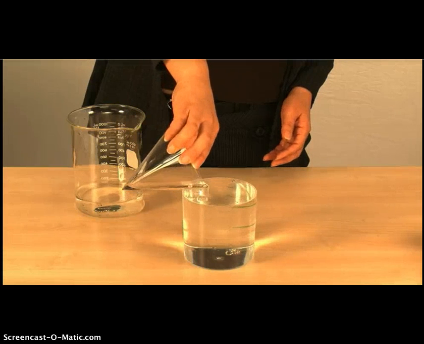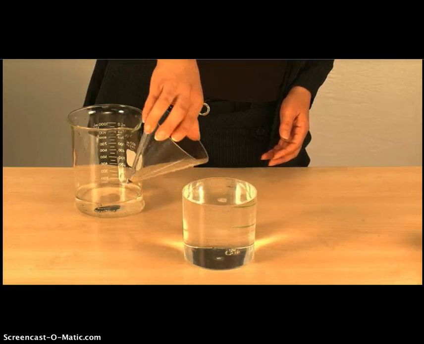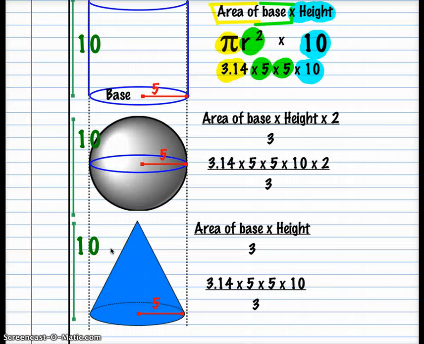The volume of the cone is a third of the volume of the cylinder. Okay, so the volume of a cone, as we saw in the video, is 1/3 the volume of a cylinder. Remember, they poured this cylinder into this cone 3 times, so we're going to use the same exact formula.